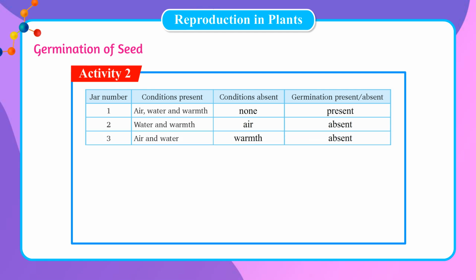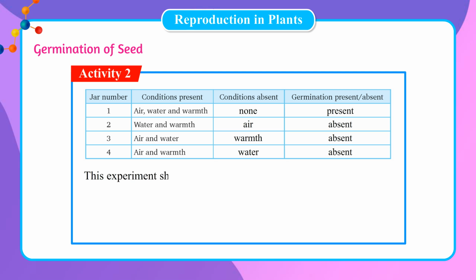Jar number 3. Conditions present: air and water. Conditions absent: warmth. Germination absent. Jar number 4. Conditions present: air and warmth. Conditions absent: water. Germination absent.